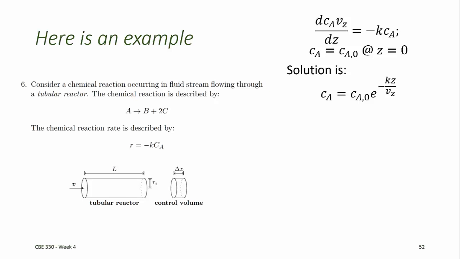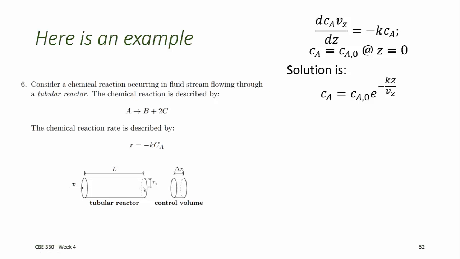Consider a chemical reaction occurring in a fluid stream flowing through a tubular reactor. The chemical reaction is a first-order decomposition of component A, described by a rate law, R equals minus k times the concentration of A. We can write a component A balance equation describing how the concentration of A changes as the fluid flows down the length of the reactor.